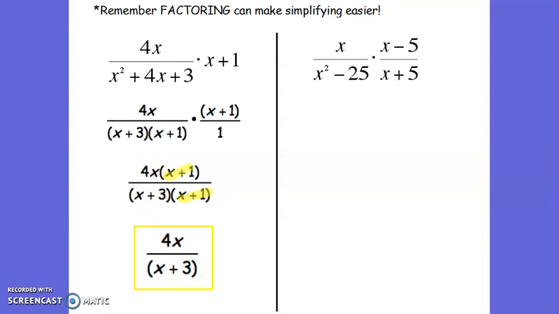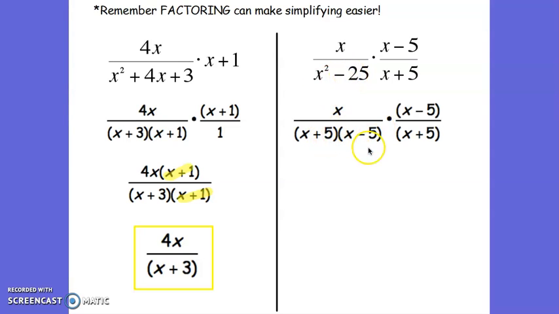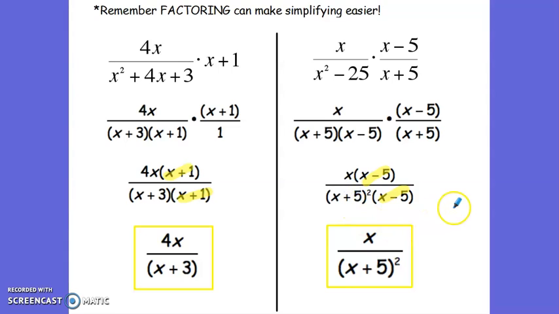Try that next problem. Factor what you can, simplify what you can, and let's see what you get. Again, x squared minus 25 can be x plus 5, x minus 5. We multiply those two fractions together. We get what's on the top and the bottom, and now I can divide away. Well, hey, I've got an x minus 5 on both top and bottom, leaving me with x over x plus 5 quantity squared. Again, factoring allows us to see what's multiplied, and if we have things that are multiplied on both the top and the bottom, we can divide them away.